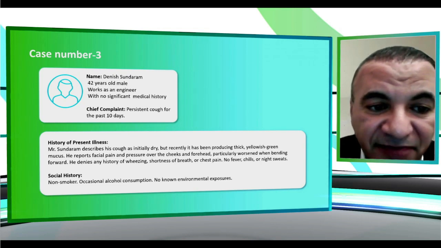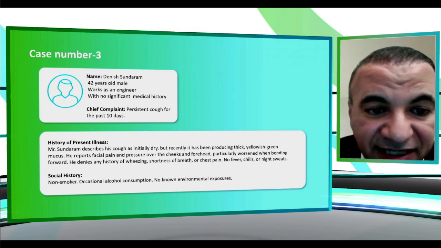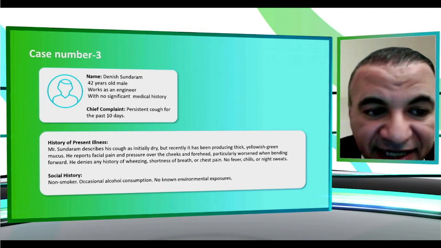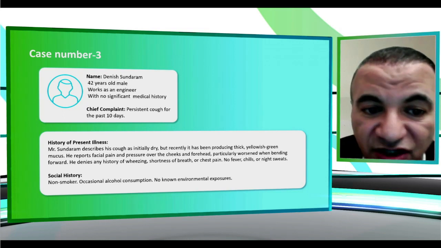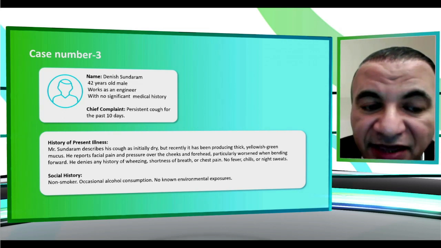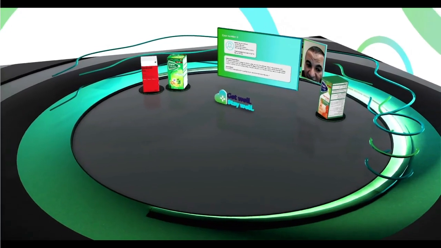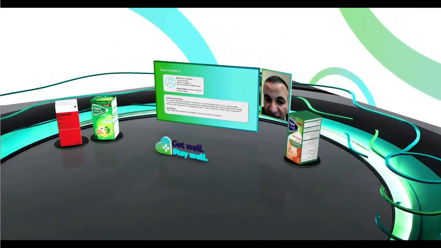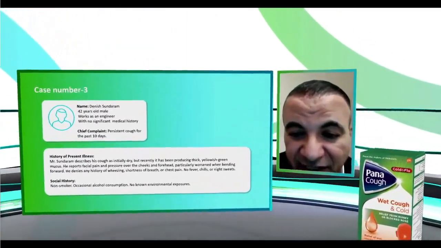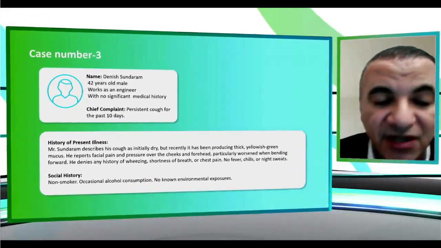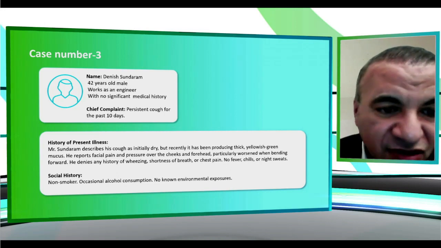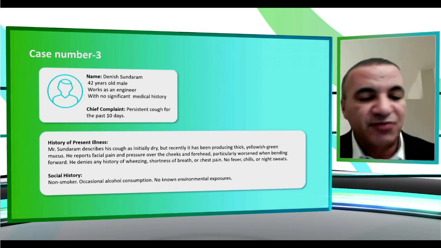He reports facial pain and pressure over the cheeks and forehead. This is good, pathognomonic, particularly worsened when bending forwards. He denies any history of wheezing, shortness of breath, or chest pain, no fever, chills, or night sweats. This cough is worse also when he lies down and when he wakes up in the early morning. Remember, I told you the causes of cough which is worsened when the patient lies down. I told you 2. He's a non-smoker, with occasional alcohol consumption, and no known environmental exposures.